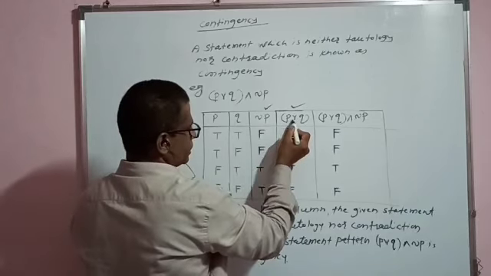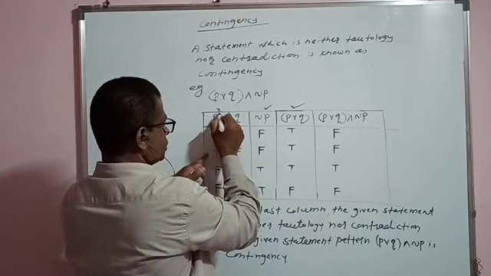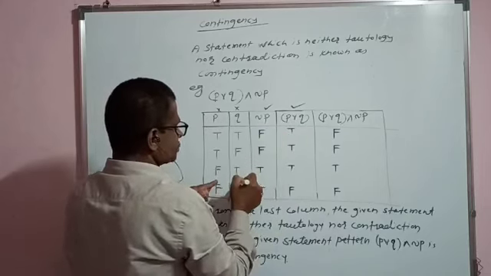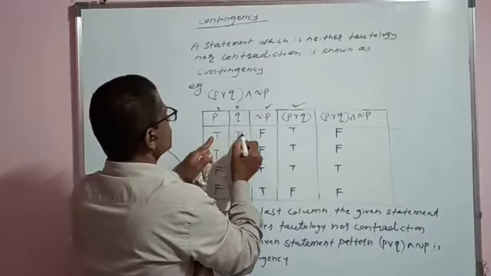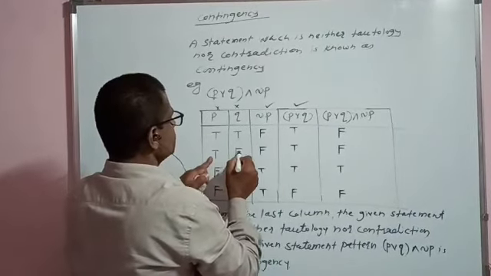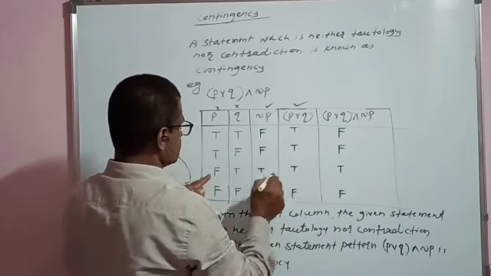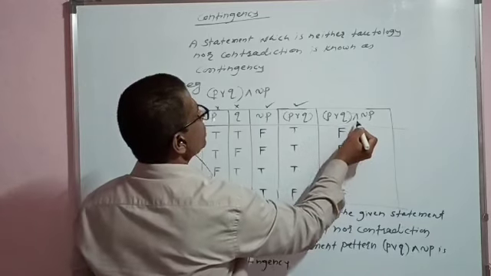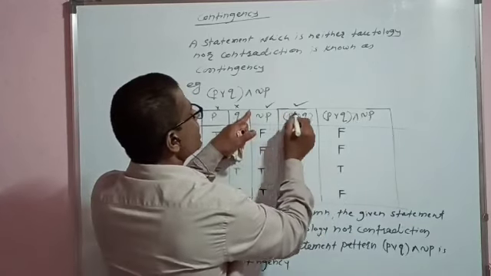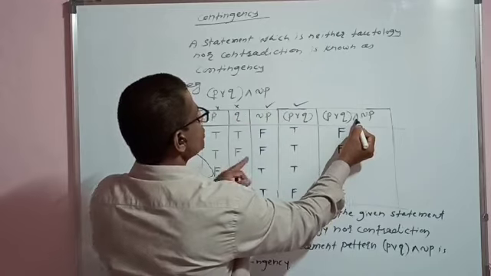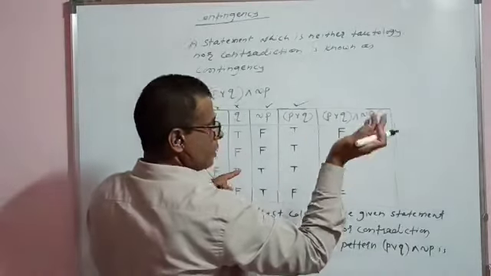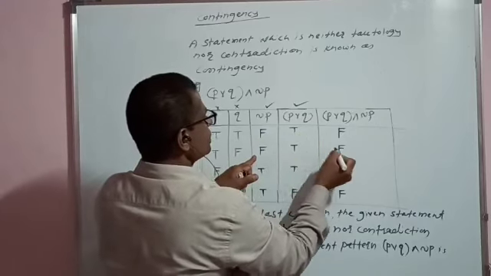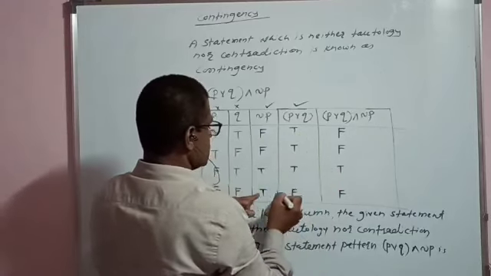Then the disjunction between P and Q. The disjunction is true if both are true or any one of the statements is true, and in all other cases it is false. So T disjunction T is T, T disjunction F is T, F disjunction T is T, F disjunction F is F. Then take the conjunction between negation of P and P disjunction Q. The conjunction is true if both are true, and in all other cases it is false. So F conjunction T is F, F conjunction T is F, T conjunction T is T, and T conjunction F is F.